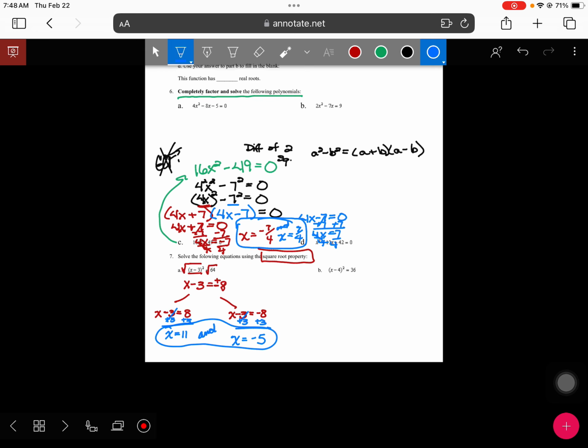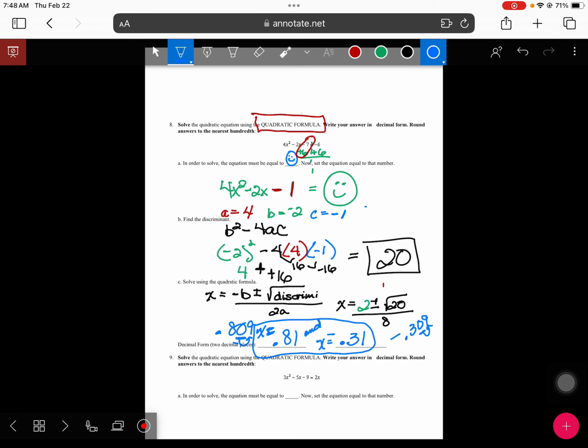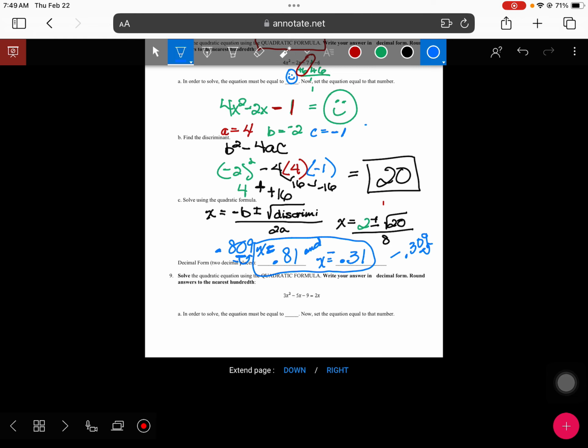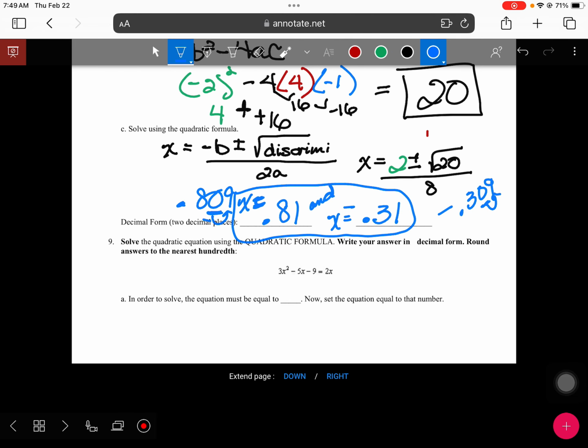Okay. Number 9. We did number 8. Is number 9 a lot different? All right. Ooh, I see a little bit of a difference there. So number 9, mine is at the bottom of another page. How annoying. 3x squared minus 5x minus 9 equals 2x. It tells us use the quadratic formula. So we first help you out by saying in order to solve, the equation must be equal to 0. Set the equation equal to that number. Oh my gosh, this is so annoying. It's on the next page.